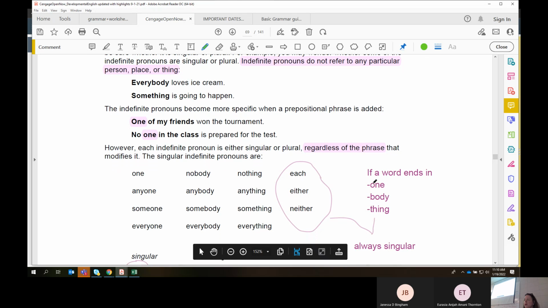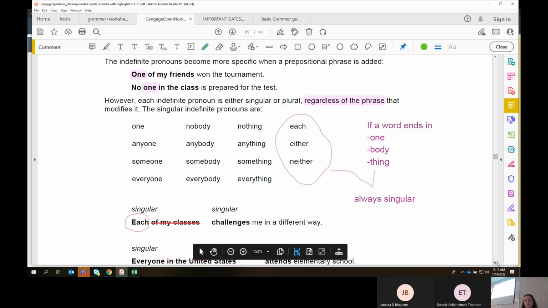If a word ends in one, body, or thing, it's singular in grammar. Now, Anthony knows that if I say everyone, I'm talking about a bunch of people. You know this in your head and your common sense. Everybody means a whole bunch of people. But grammatically, everybody means every one body at a time. That's why it's singular. If your subject is one of these, it's also singular, and it does not matter what's in the prepositional phrase that follows. If one of these words is your subject, it is singular.